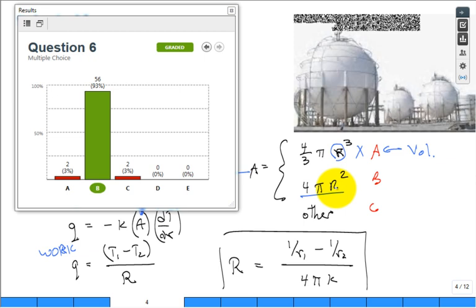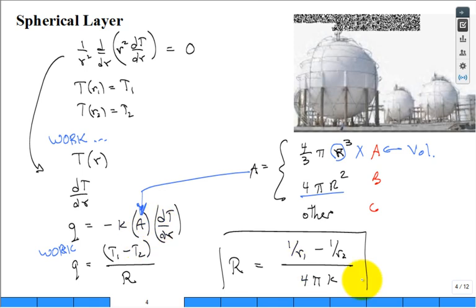And then it's like, was my memory correct? Is it 4 pi r squared? Yeah, it is. Good memory. So then a little bit of work and you get this result.